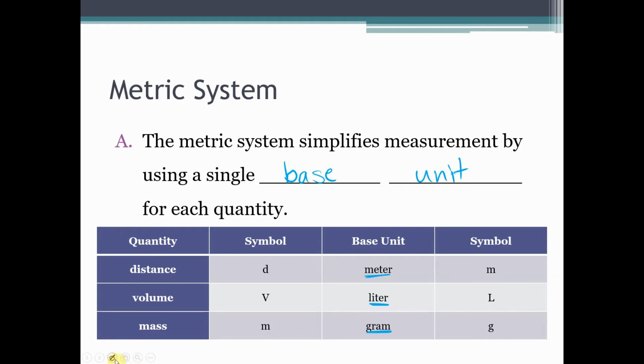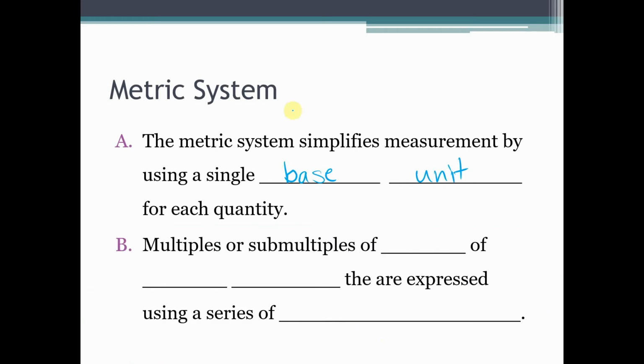Volume is in liters. Mass is in grams. And sometimes it doesn't make sense to use those units exactly. Sometimes you're talking about something really, really big, really long, and you need to talk about it in terms longer than meters, or maybe you're talking about something teeny, teeny, tiny in volume, and you need a unit that's smaller than liters. But the metric system has something for that too.